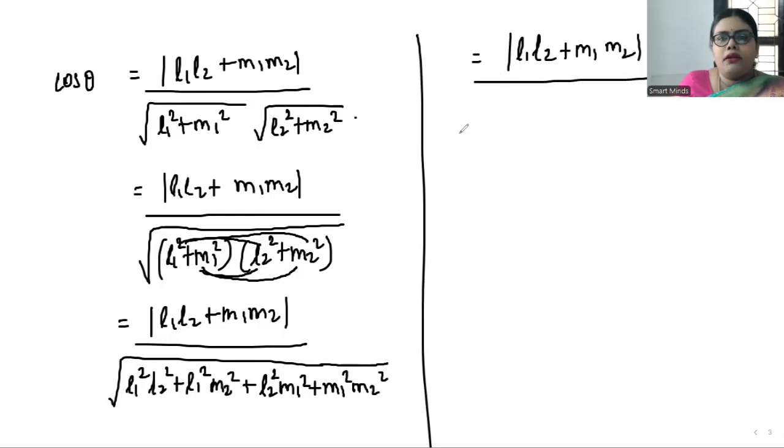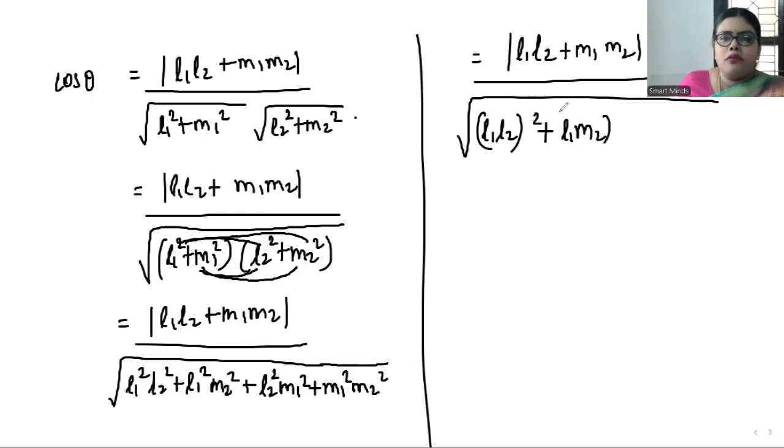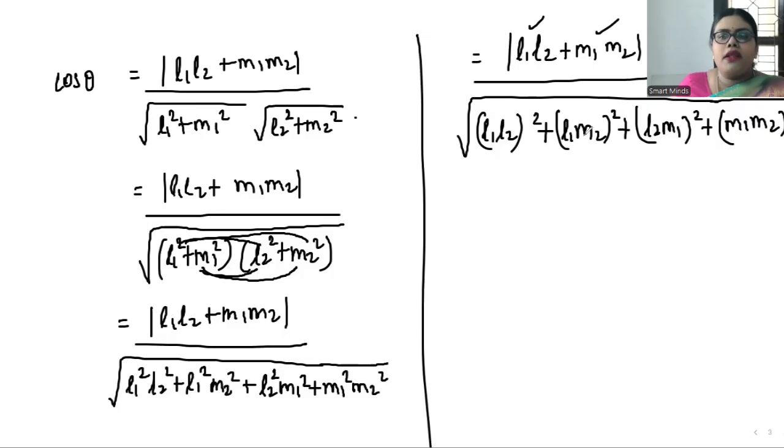Now in the denominator you see L1 square L2 square, we can write (L1 L2) whole square. L1 square M2 square, we can write (L1 M2) whole square. The same way (L2 M1) whole square. The same way (M1 M2) whole square. Now see, we have the values of L1, L2, M1, M2. But we don't know the value of L1 M2 and L2 M1 individually. We know L1 M2 plus L2 M1, but we don't know L1 M2 and L2 M1 separately.